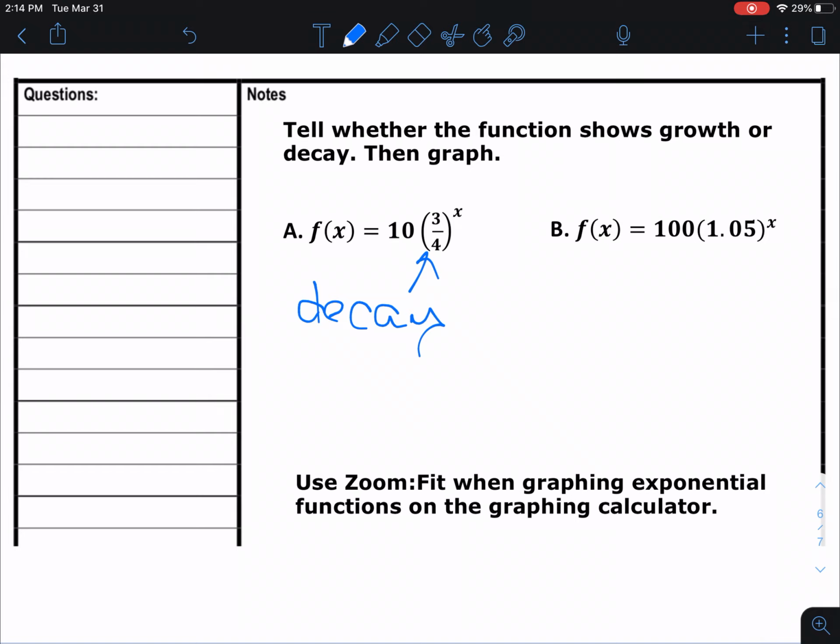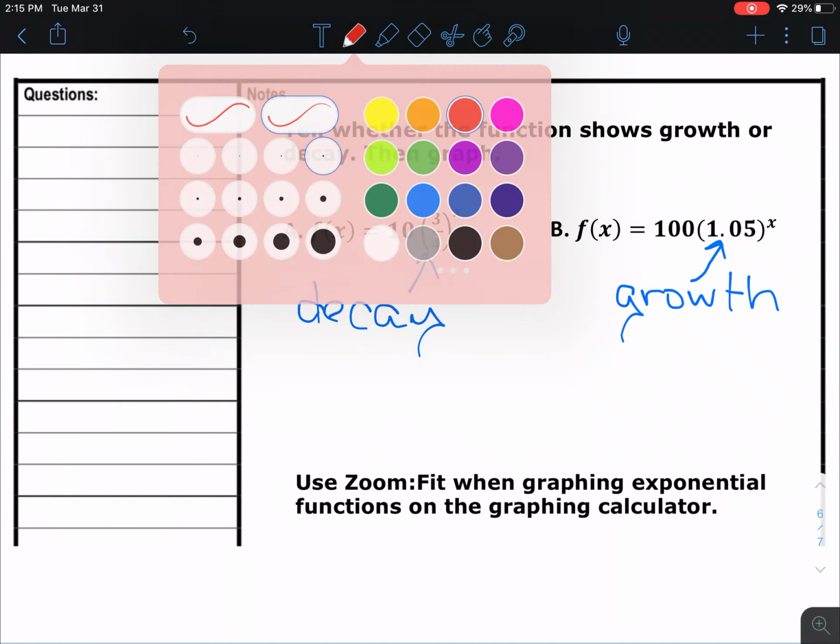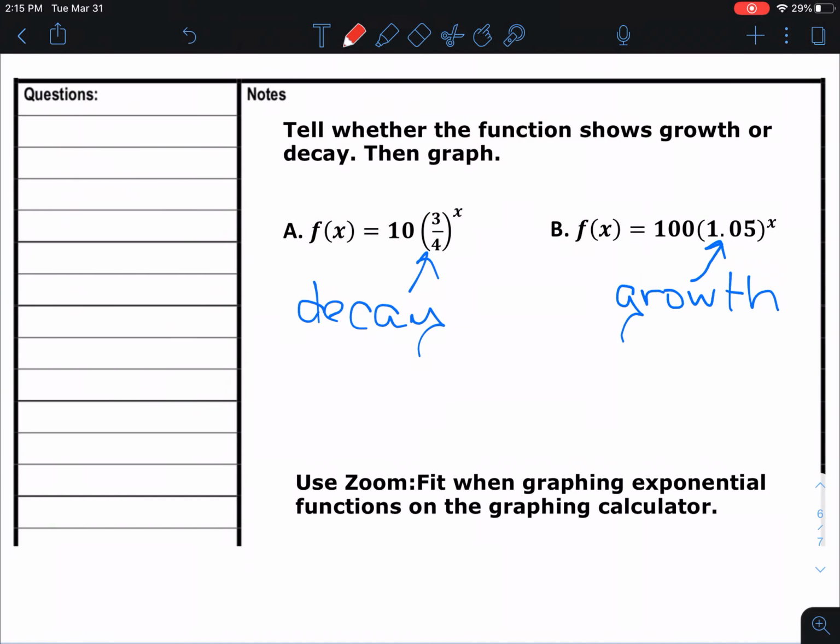All right, and then let's take a look at part b. My multiplier in this one is 1.05, which isn't much bigger than 1, but it's still bigger than 1. So this actually would be a growth. And when you graph these, hopefully that will show that as well. So that's what we're going to do next.